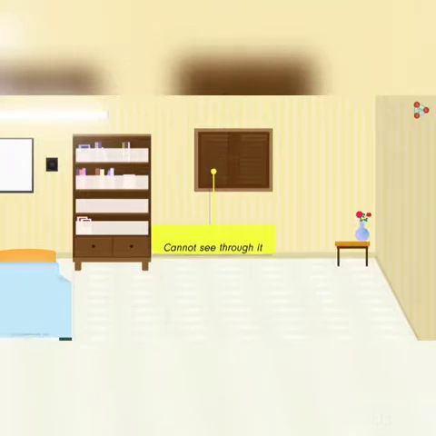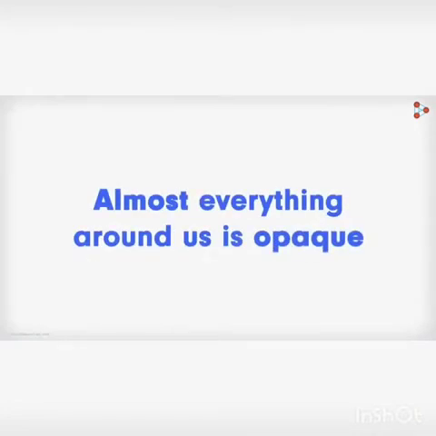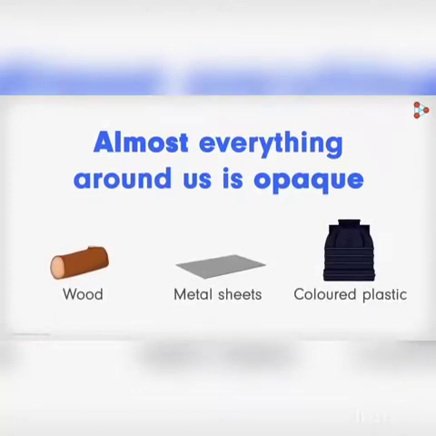Such objects are called opaque objects and they are very large in number. Almost everything around us is opaque if you think about it. Wood, metal, sheets, colored plastic and so on.